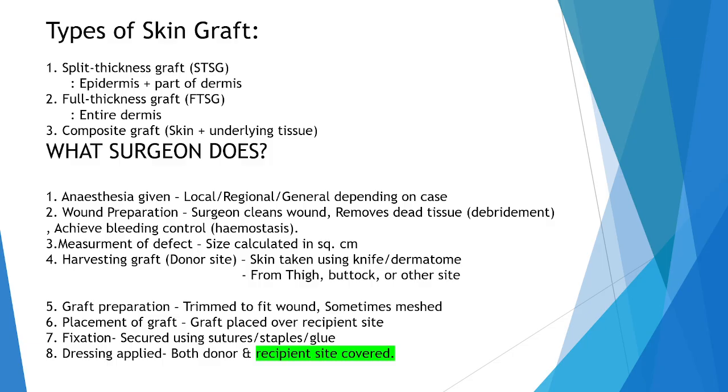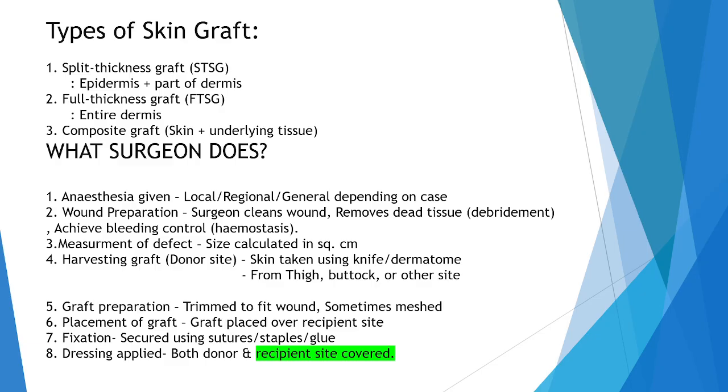So what does the surgeon do in this procedure? First, anesthesia is given, and the wound is prepared in order to prevent infection. They remove the dead tissue, achieve bleeding control, and the surgeon cleans the wound. The wound has been prepared. After wound preparation, the size of the defect is measured in centimeters.